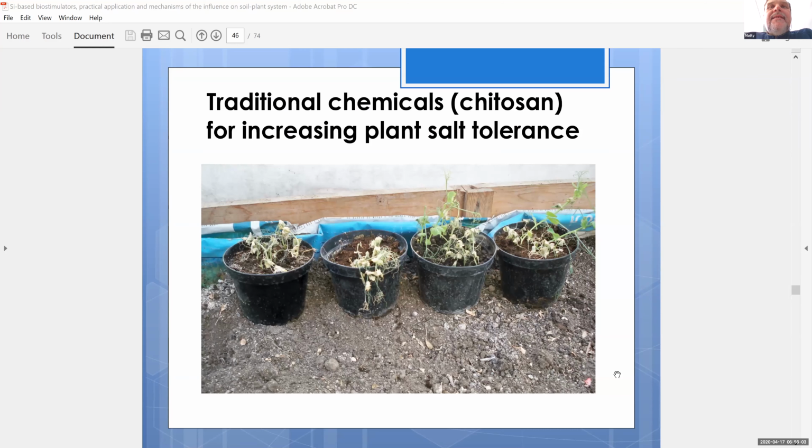And this is the effect. We grew plants for one month, and then we irrigated them with salt. As you can see, we tested chitosan, a natural chemical which is recommended to reinforce plant tolerance against salt toxicity. But you can see that the chitosan worked, but not so well, not so good.